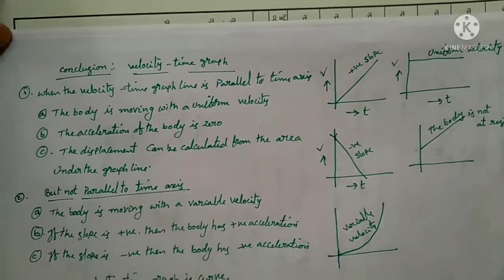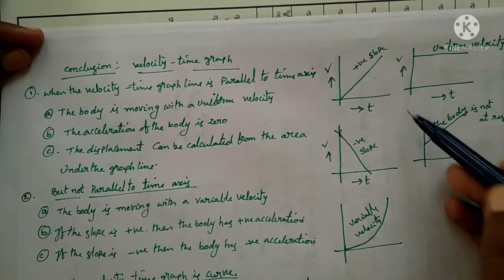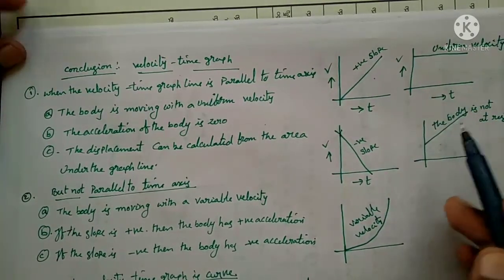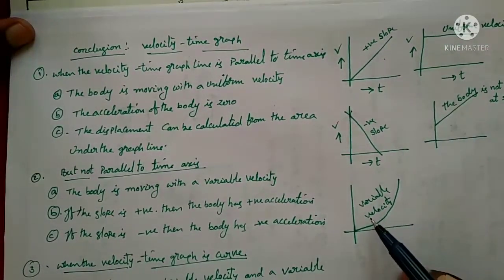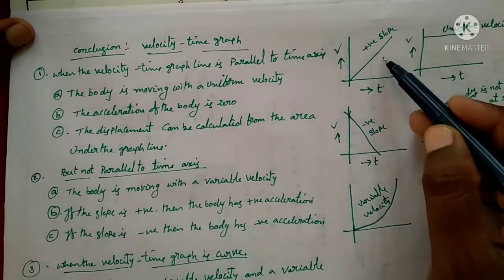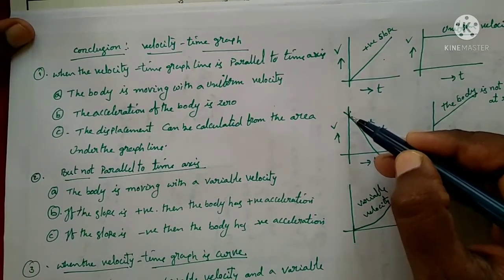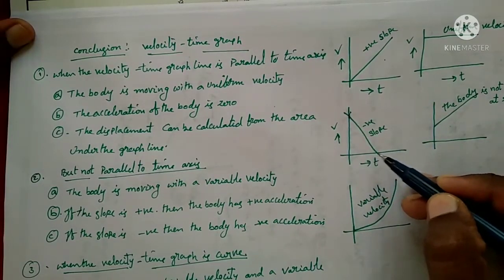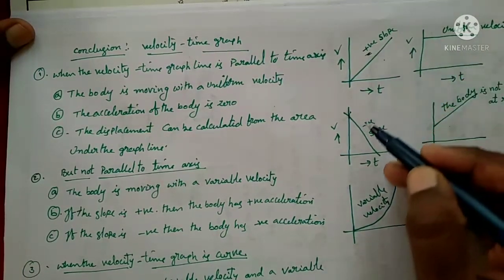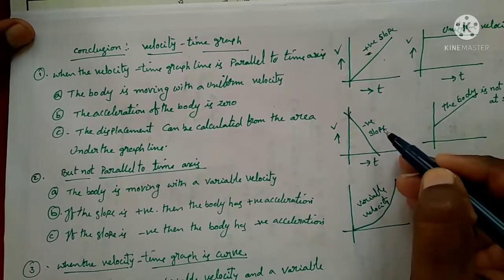Okay, next one, but not parallel to the time axis. The body is moving with variable velocity. The slope is positive. The body has positive acceleration. This is the positive slope. Now in this one the velocity decreases with increasing time. With increasing time the velocity increases, so that's why it has a positive slope. With increasing time the velocity decreases, so that's why a negative slope.